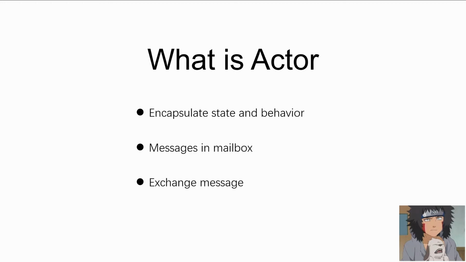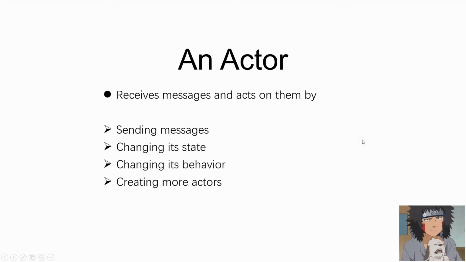And what is an actor? Actors are objects that encapsulate state and behavior. The only way to communicate is to exchange messages. The messages are placed in a mailbox. That is, the actors do not communicate directly. An actor can do many things. It receives messages and acts on them by sending messages, changing state, changing its behavior and creating more actors.